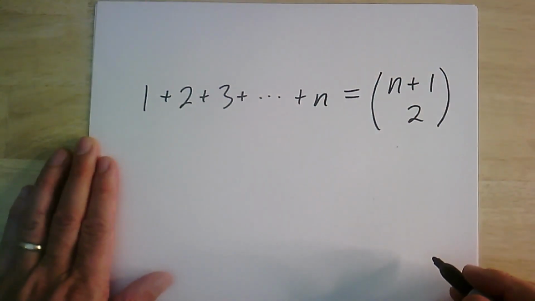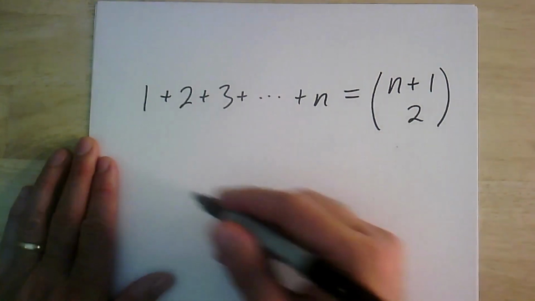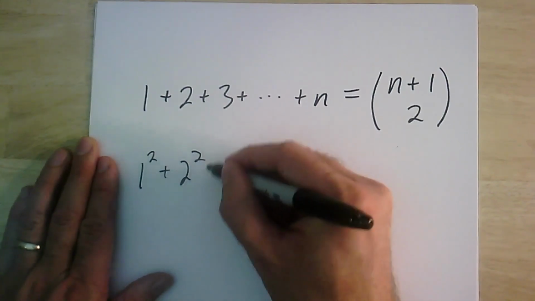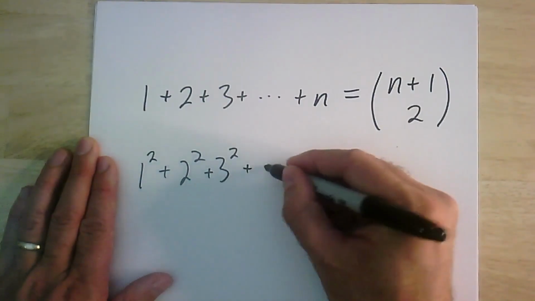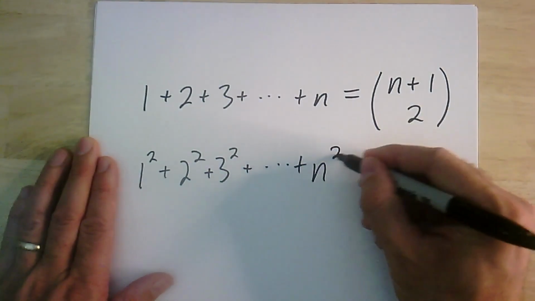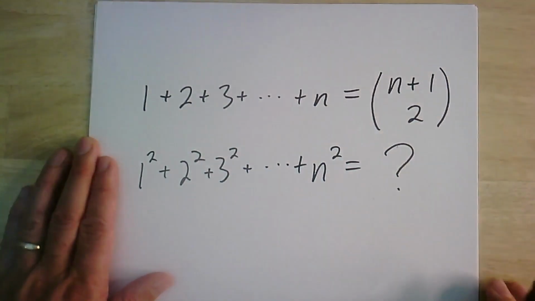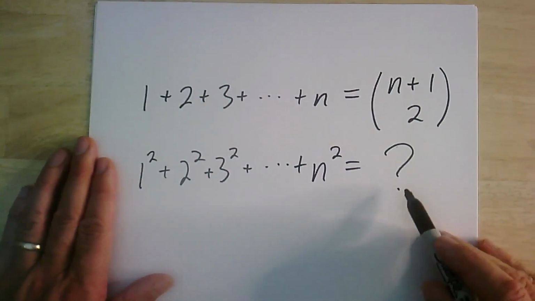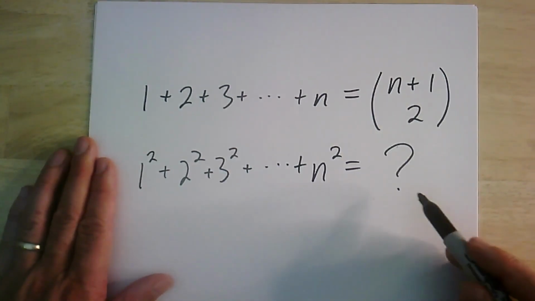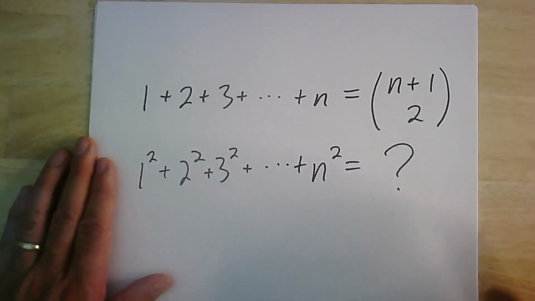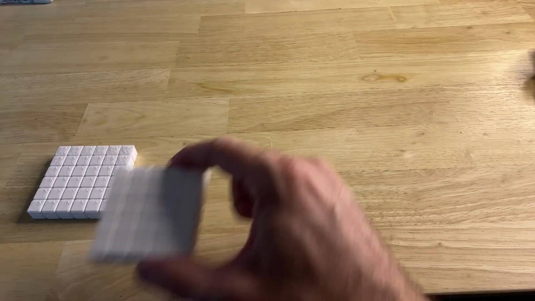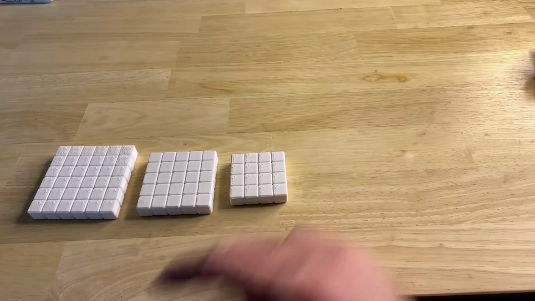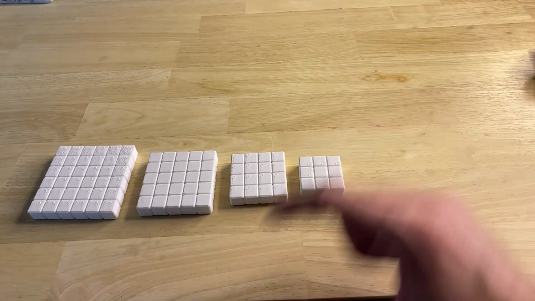In this video, we're going to look at a slightly different sum. That is the sum of the first n squares. So 1 squared plus 2 squared plus 3 squared all the way up to n squared. And we're going to find a closed form. In fact, we're going to find several different closed form solutions for this summation that are all derived from manipulating something called polycubes.